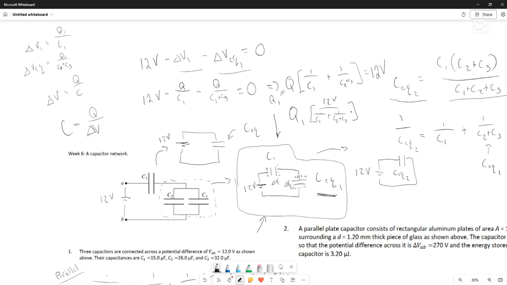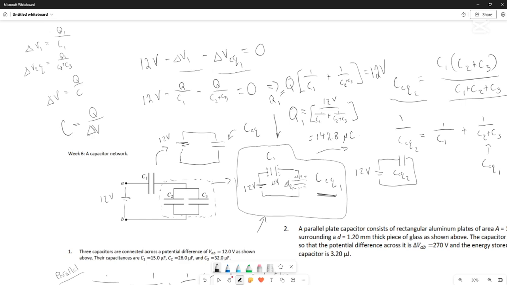And that will be what our Q1 is. And this will work out to be 142.8 microcoulombs. And that's the charge on the second capacitor.